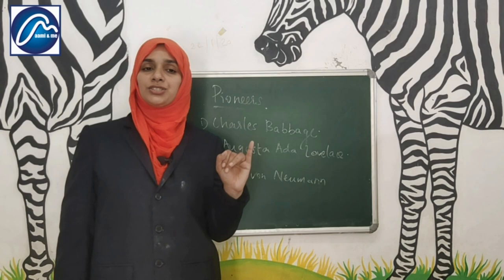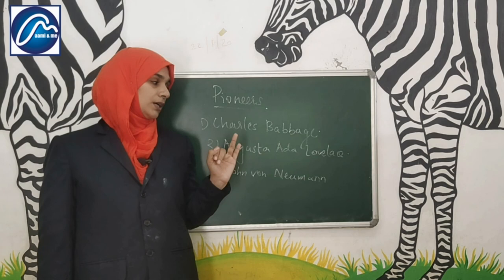Okay, who are the pioneers of the modern computer? Charles Babbage, next, Augusta Ada Lovelace, John von Neumann.